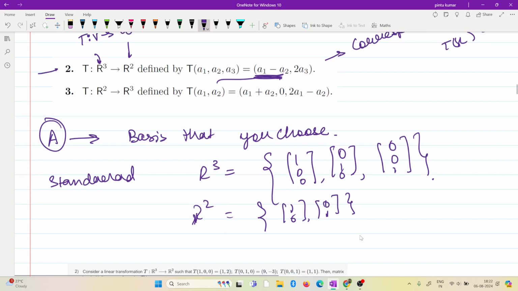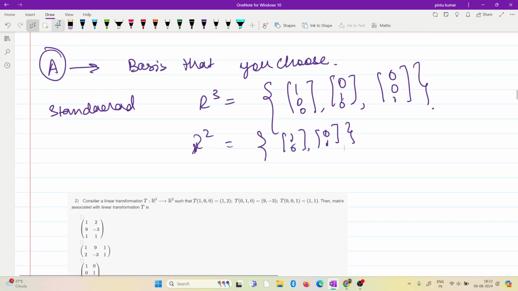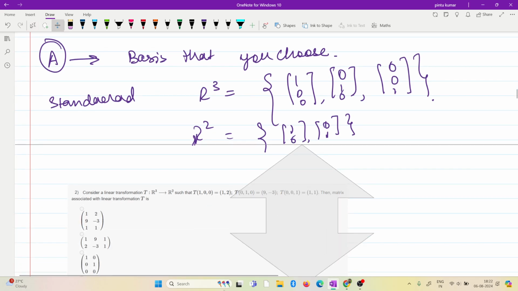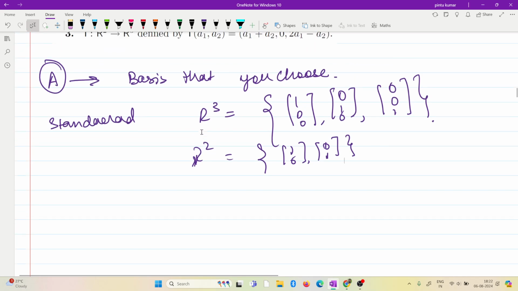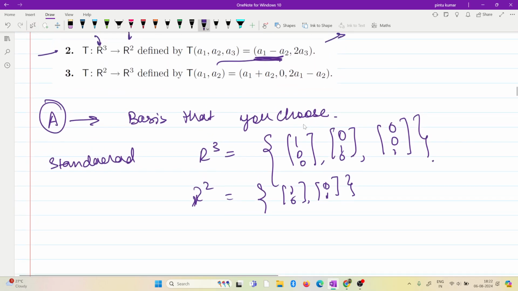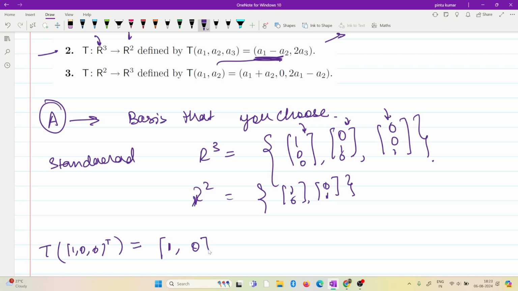Okay. So now what you have to do is, I'll first solve this question and then try to theoretically motivate why we are doing something like that. You have to find the image of every basis element of R3 or V. So if you have a map from V to W, you have to find the image of the basis elements of your V. So let's do T of (1, 0, 0). What is this? It is (a1 - a2, 2a3). So this would be (1, 0), right?